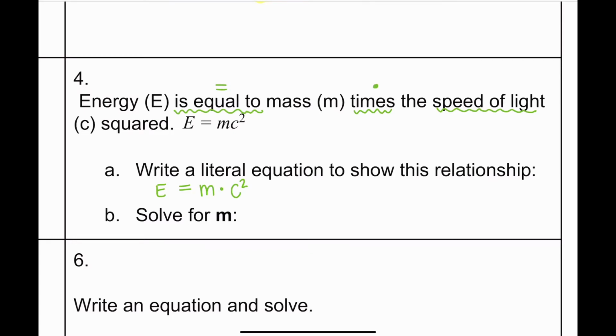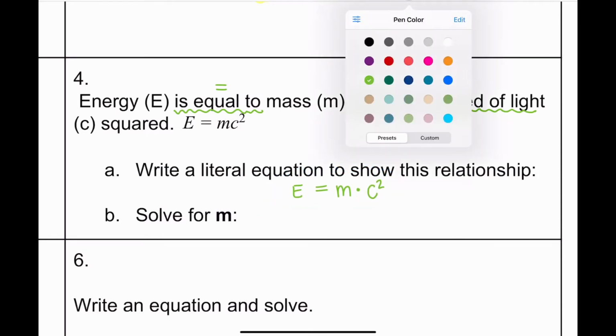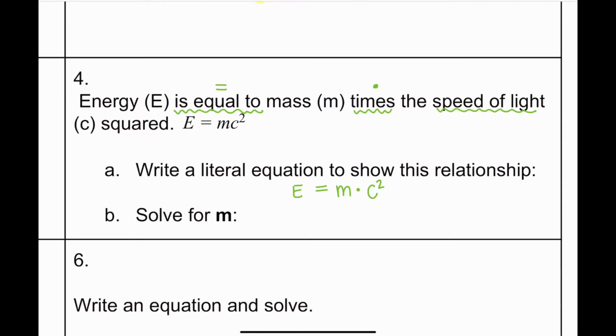Next, we solve for m. So to solve for m means to get m by itself. So m is being multiplied by c squared. So we need to get rid of the c squared. The opposite of multiplication is division. So we'll divide by c squared on both sides. That leaves us with E divided by c squared equals m.